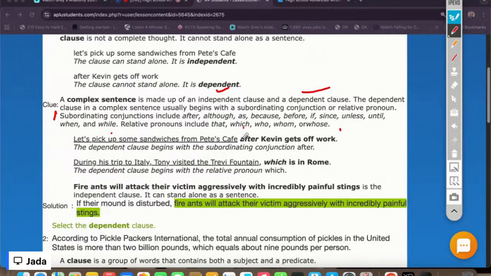So let's pick up some sandwiches from Pete's Cafe after Kevin gets off work. So after is a subordinating conjunction, so it is starting the dependent clause. That's the dependent clause. Now, during his trip to Italy, Tony visited the Trevi Fountain, which is in Rome. Now, this dependent clause here is starting with what? Which, a relative pronoun. Okay?